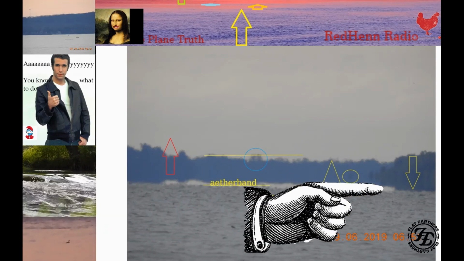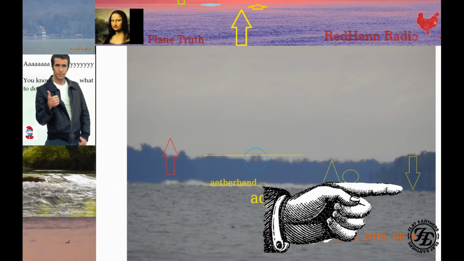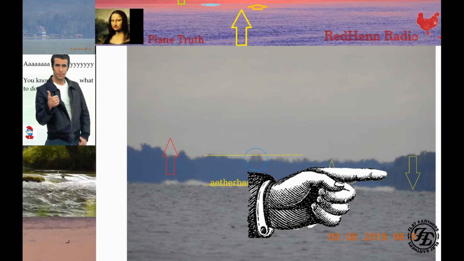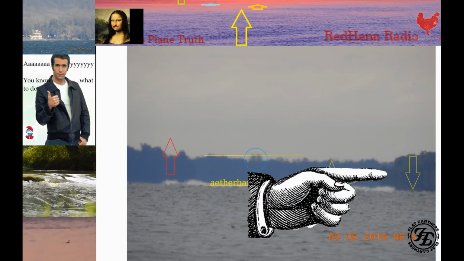Right here, this arrow is showing the fact that this top is mirrored down here. Cut this in half, and you have your vanishing line. Okay?